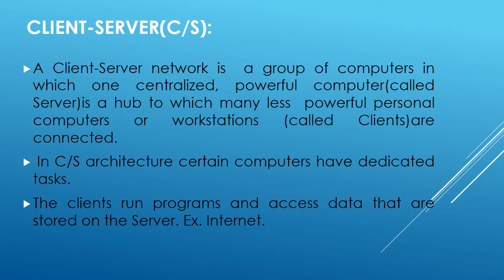The next concept of types of network architecture is client-server. A client-server network is a group of computers in which one centralized, powerful computer called server is a hub to which many less powerful personal computers or workstations, called clients, are connected. In CS architecture, certain computers have dedicated tasks. The clients run programs and access data that are stored on the server. For example, internet. In our day-to-day life, we are all clients and we are availing internet resources from different server computers.